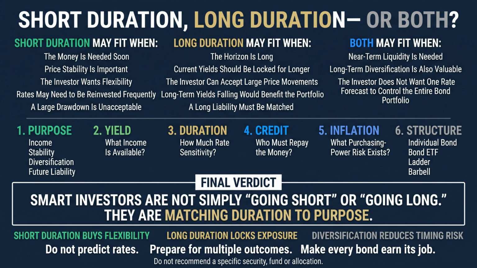Short duration buys flexibility. Long duration locks in exposure. Diversification reduces the risk of one timing decision controlling the entire result. Do not build the bond portfolio around one rate prediction. Prepare for multiple outcomes and make every bond earn its job. That is how boring money wins.